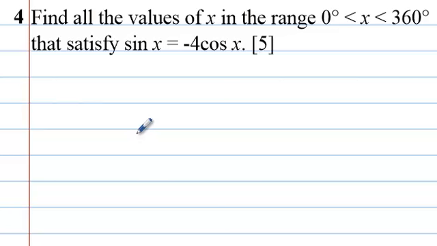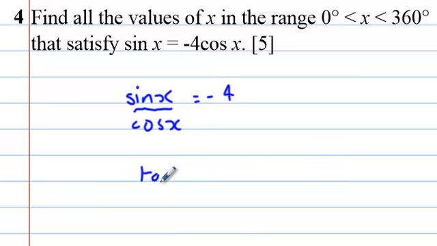For question 4, find all the values of x in that range that satisfy this function. If we begin by rearranging, so we do sin x over cos x divided through by cos x equals negative 4, then the left hand side is the identity for tangent of x. So we get a solution of x from doing the inverse tangent or arctangent of negative 4.